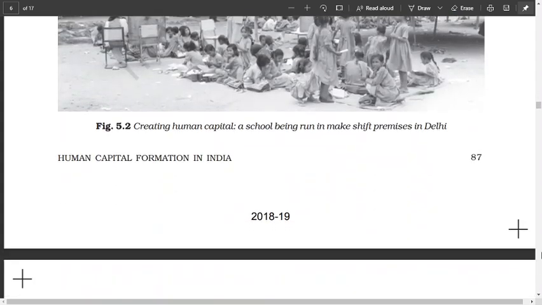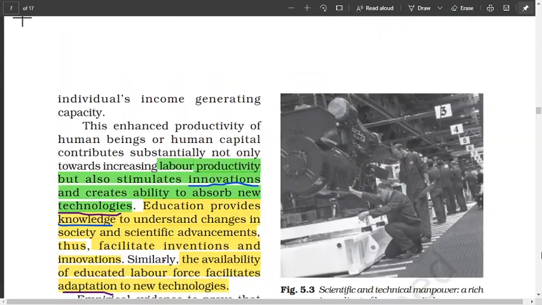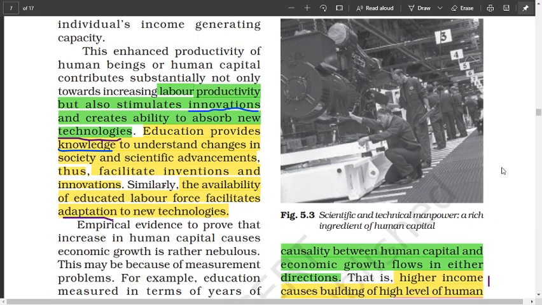the ability of person to perform. It increases the labor productivity. That's the number one contribution of human capital to economic development. It equips a person to perform better, to become more efficient, thereby bringing about productivity in his activity. Number two, it stimulates innovation and creates, number three, ability to adopt technologies.